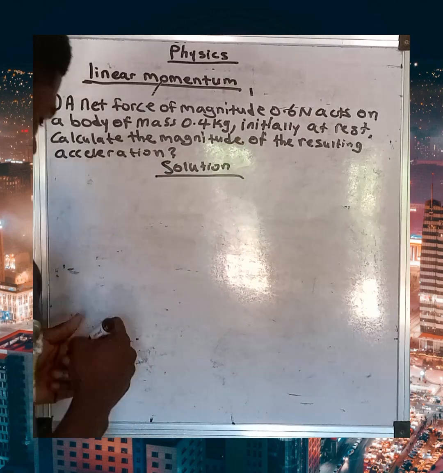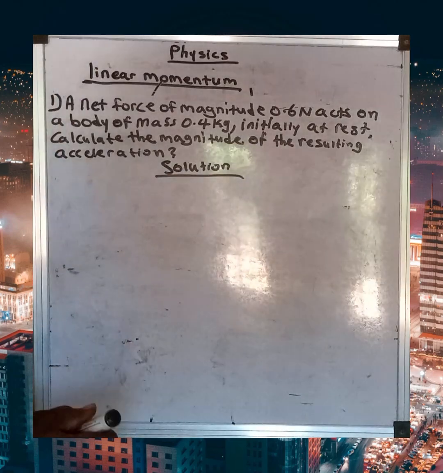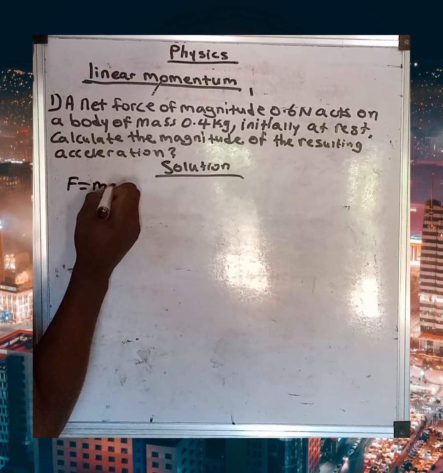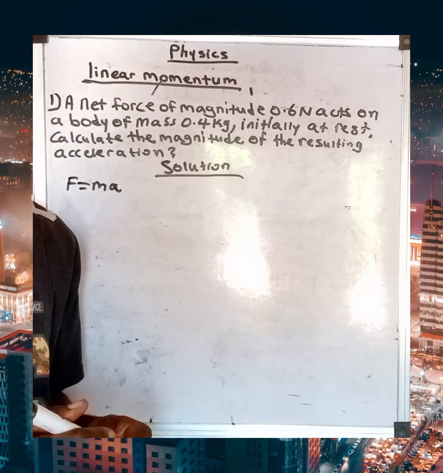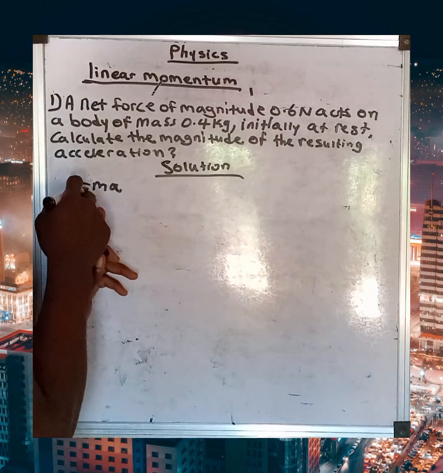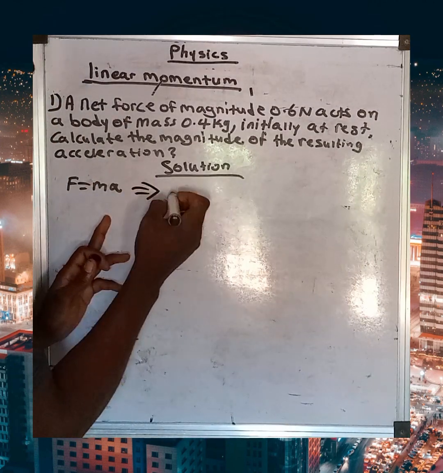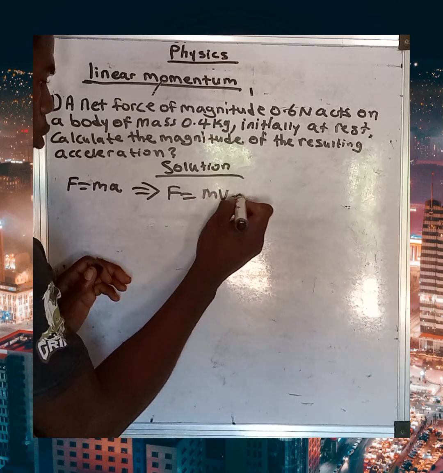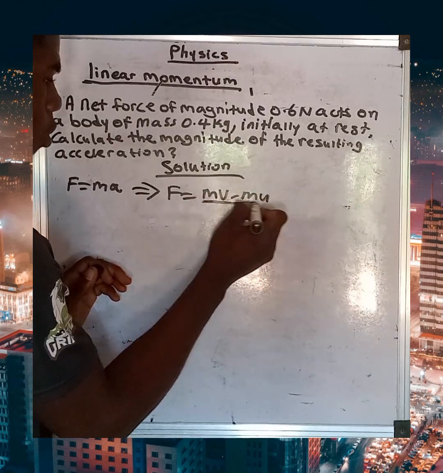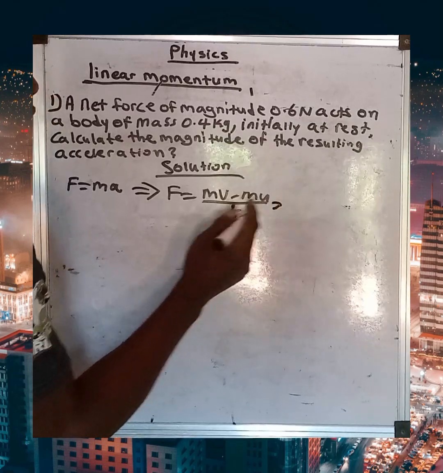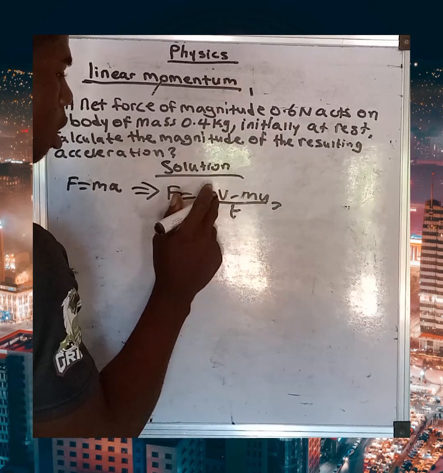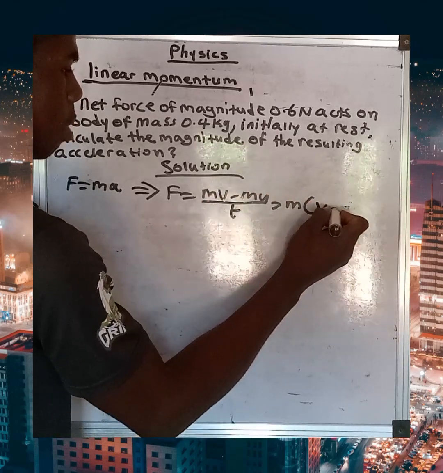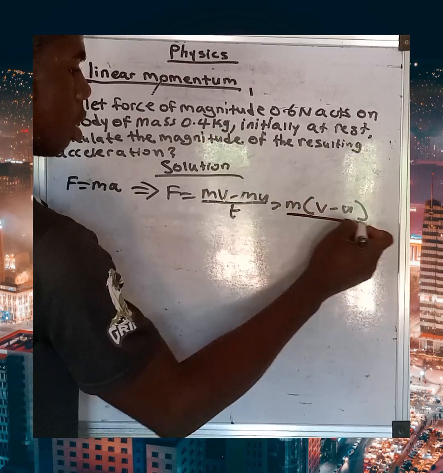Remember, the formula for force is given as mass times acceleration. Remember that this mass times acceleration is derived from this formula: F equals change in momentum over time. As you can see, we have m and m here. We pick one, we bracket it, v minus u over t.